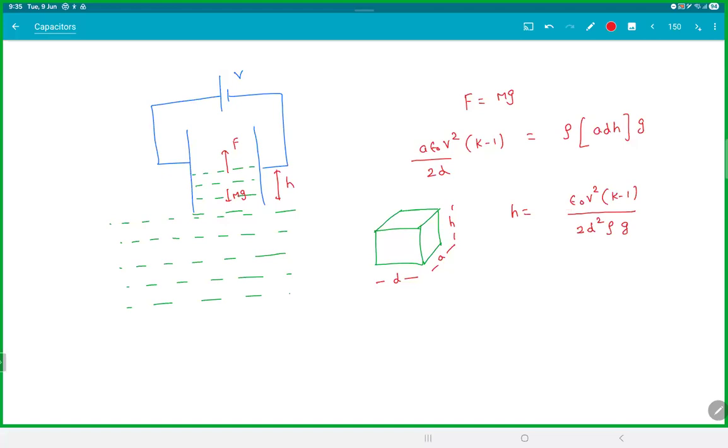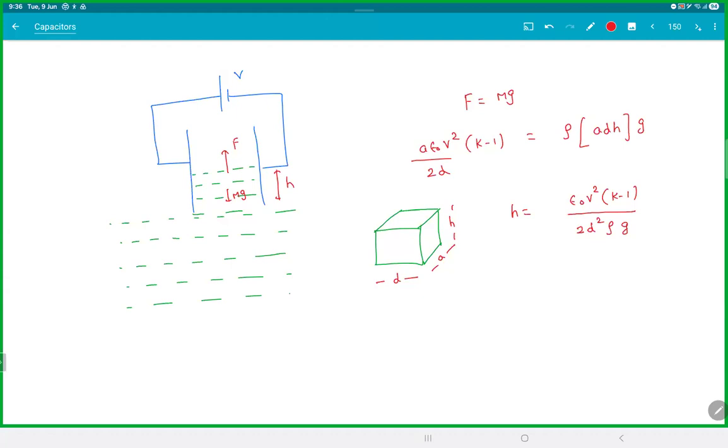Is that clear, everyone? That's it. So if you know the force on a dielectric slab, the question is straightforward, and then from there you'll get it. Most people don't remember the result, so do make sure to remember that. Any doubts on this? All clear with this?